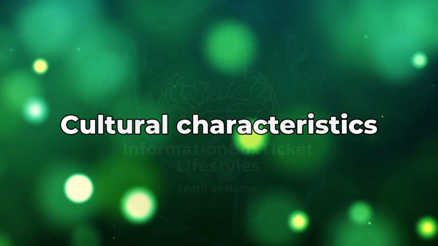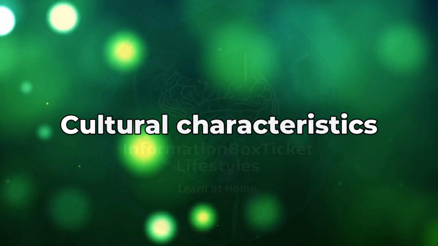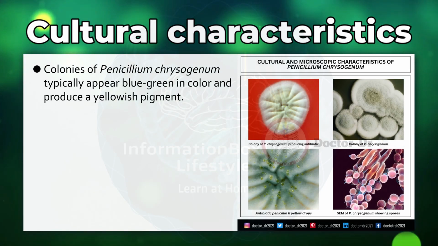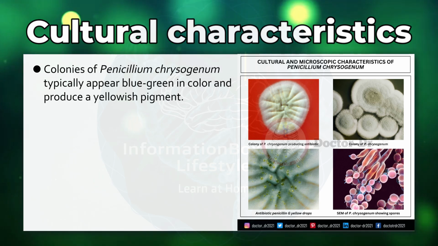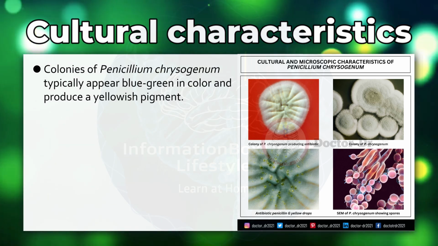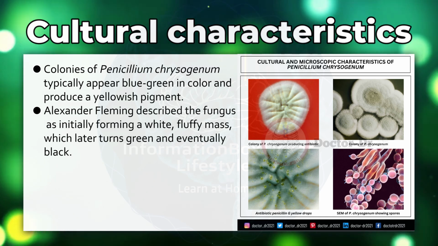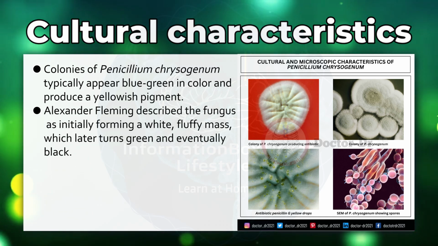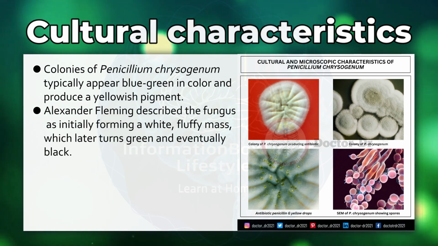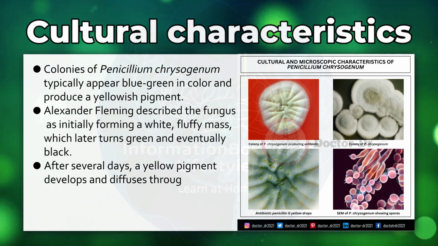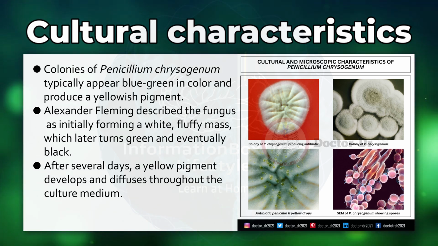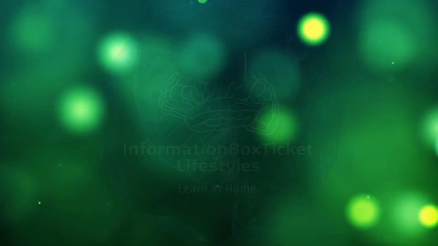Cultural characteristics of Penicillium chrysogenum. Colonies of Penicillium chrysogenum typically appear blue-green in color and produce a yellowish pigment. Alexander Fleming described the fungus as initially forming a white, fluffy mass, which later turns green and eventually black. After several days, a yellow pigment develops and diffuses throughout the culture medium.